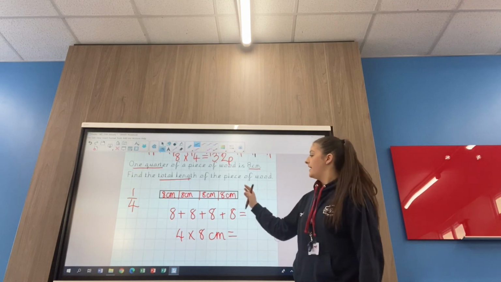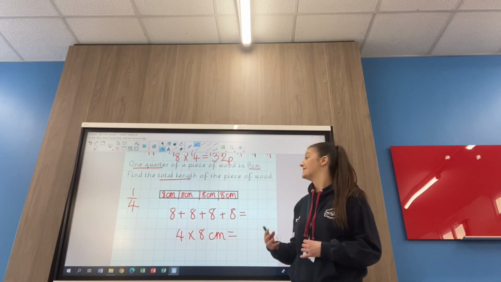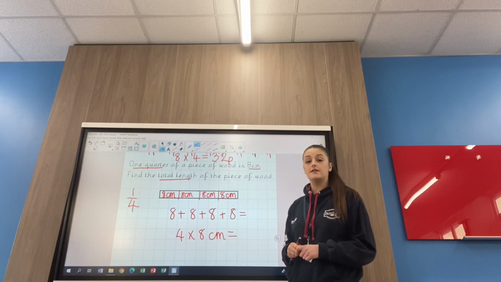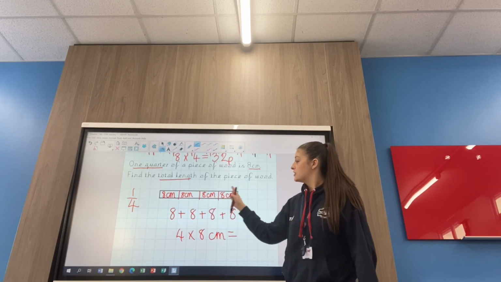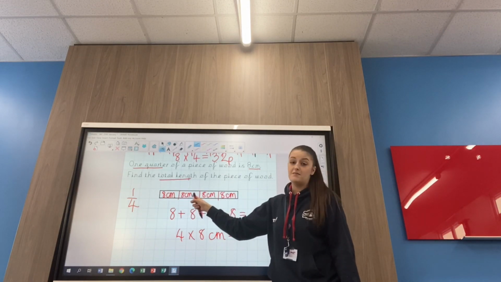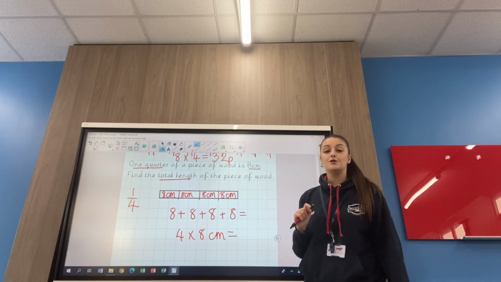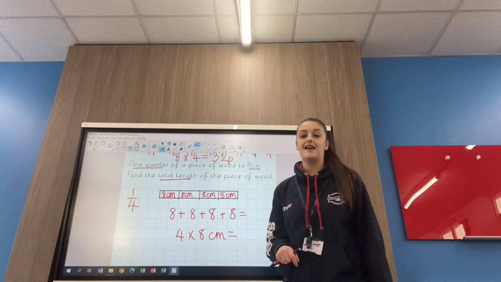So remember to split. You can draw out your wood or your piece of string, what your question has said, split it into quarters, and remember, fractions are fair. So if I've got 8 centimetres in this quarter, it's going to measure the same, so is this one, and so is this one. So make sure you're taking the time to read your questions today, year 3.